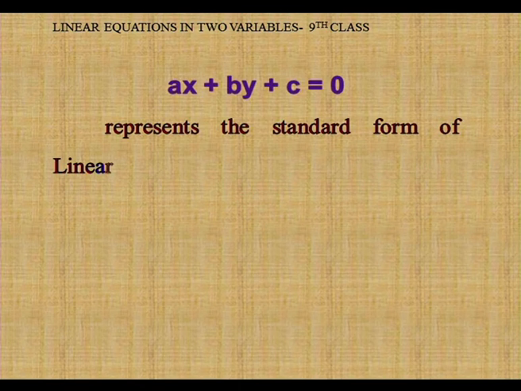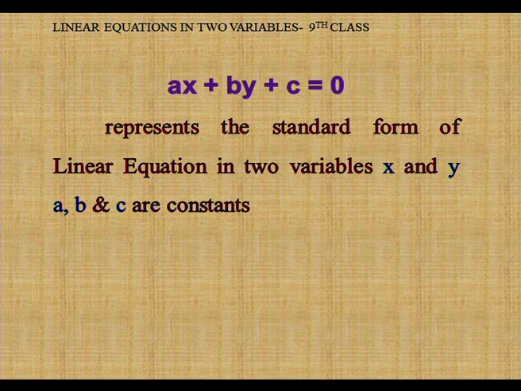Now, we discuss the standard form. What is the standard form? The standard form of representing a linear equation in two variables is ax plus by plus c is equal to 0. Now, is there any condition for this standard equation? Let us discuss. We have a condition, that is modulus of a plus modulus of b should not be equal to 0.